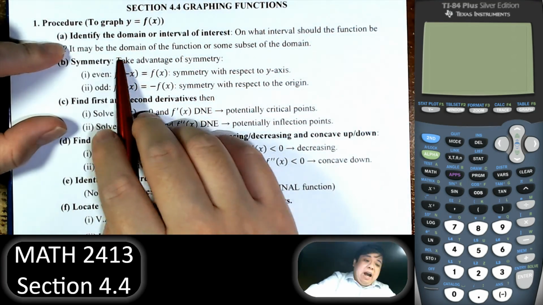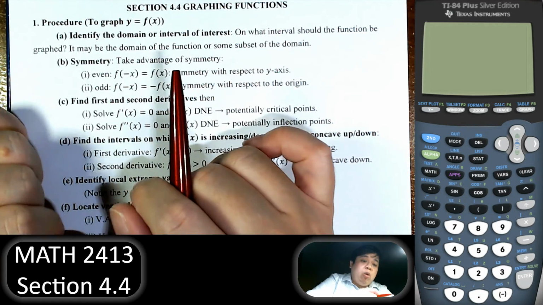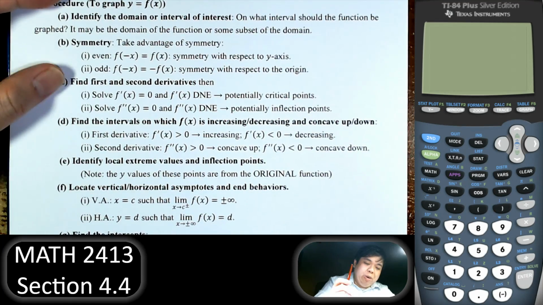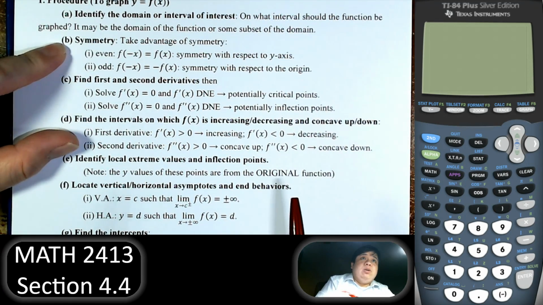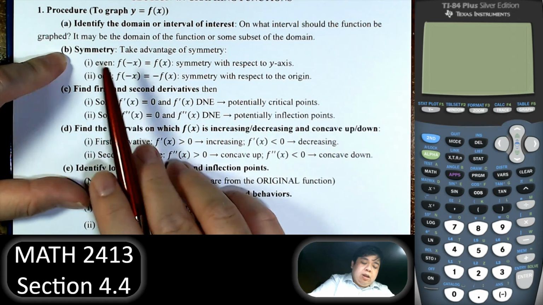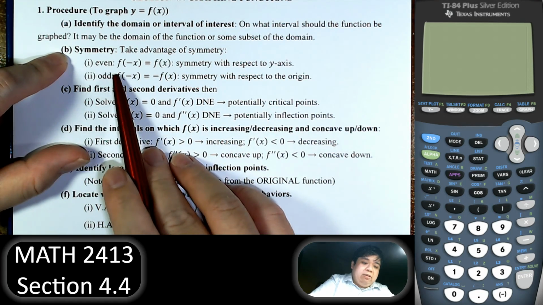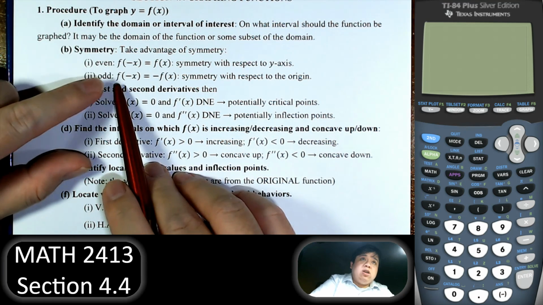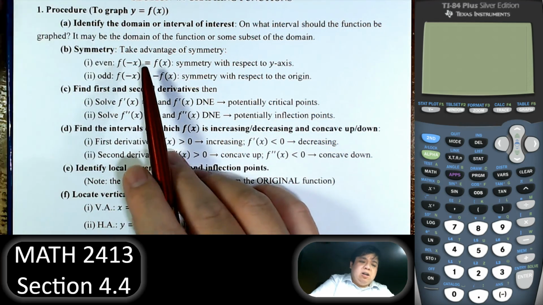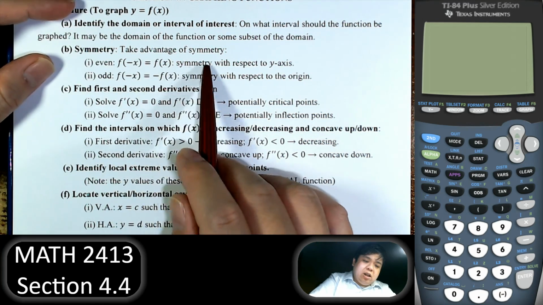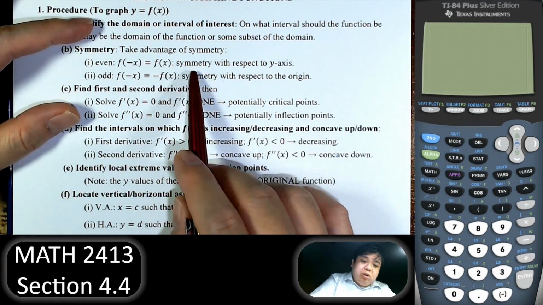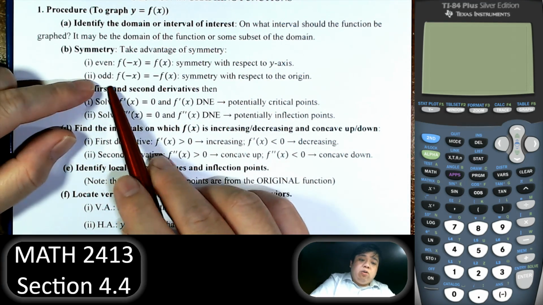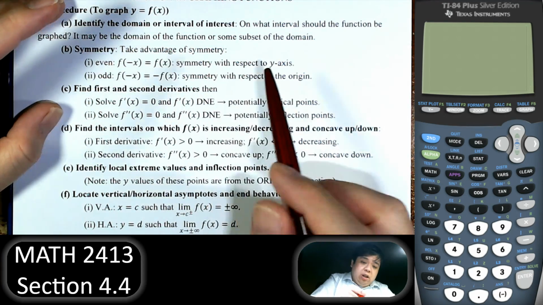The first step is to identify the domain of the function we will graph. That is not the range, just the domain. Now we can test the symmetry. An even function is when f of negative x is the same as f of x. An odd function is f of negative x equals negative f of x. The reason we do that is so that we can determine the symmetry. The even function is symmetric with respect to the y-axis. An odd function is symmetric with respect to the origin.